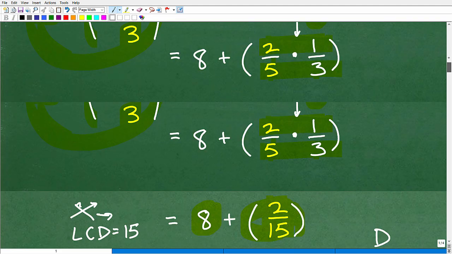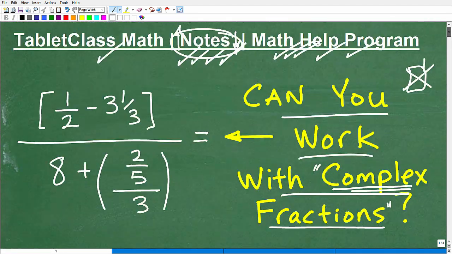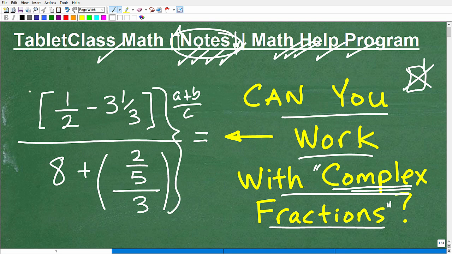Okay. So that's basically it for this video, complex fractions. And if you're able to work with this, good for you. Now, one thing that you want to be thinking about, if you're able to work with numbers, what if these were variables like A over B plus C, divided by something? In algebra, especially more advanced mathematics, you work with crazy expressions that involve variables, numbers, and everything else.